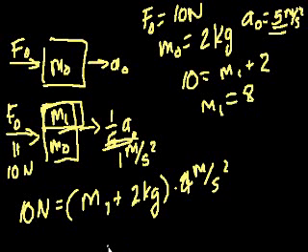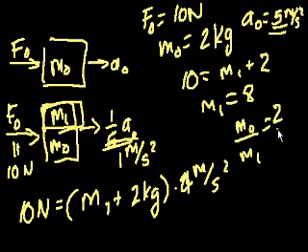And then once again, if we want to know the ratio of m sub 0 to m sub 1, we can just substitute the numbers. M sub 0 is 2 kilograms. M sub 1 is 8 kilograms. So the ratio is 1 to 4. You probably find that a little bit easier.